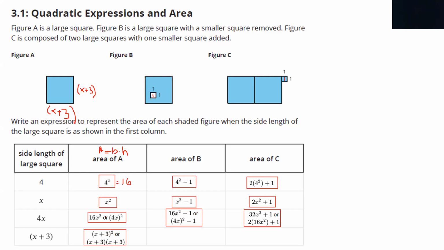If we follow the same pattern, we know that it would be x plus 3 times x plus 3, minus the area of the small figure, which is 1. And similarly, we have 2 times x plus 3 squared, so we have 2 times x plus 3 squared plus 1.